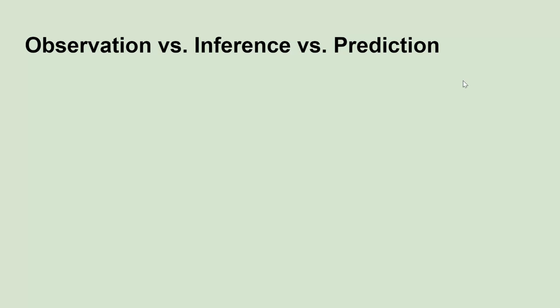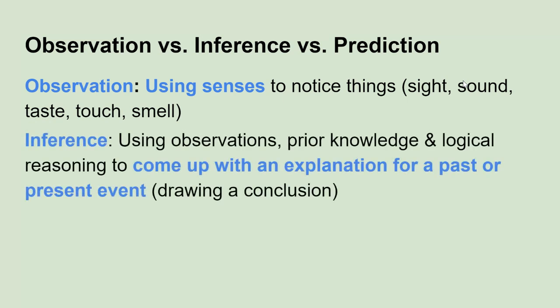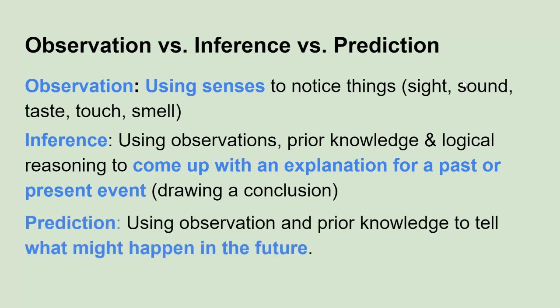Observations, inferences, and predictions. An observation uses your senses, just like you learned in the previous video. You're going to use your sense of sight, sound, taste, touch, and smell. Inferences use observations, prior knowledge, or logical reasoning to come up with an explanation for a past or present event. Basically, an inference is you're drawing a conclusion. And a prediction is thinking about what might happen in the future based on what you observed or what you already know.